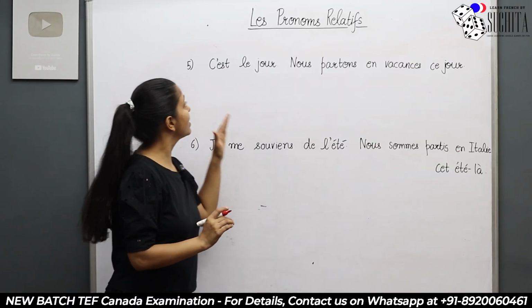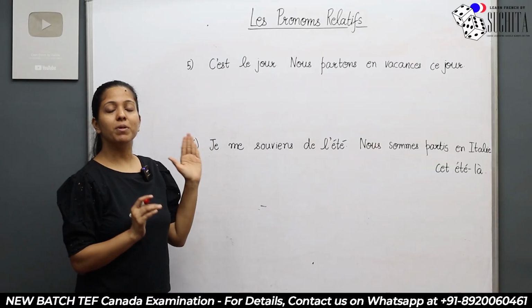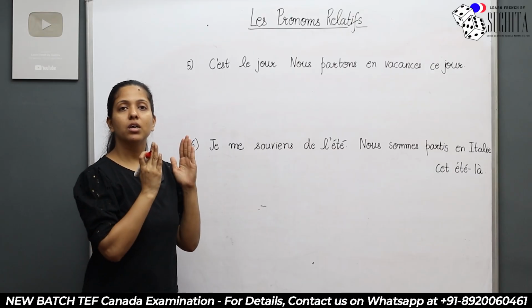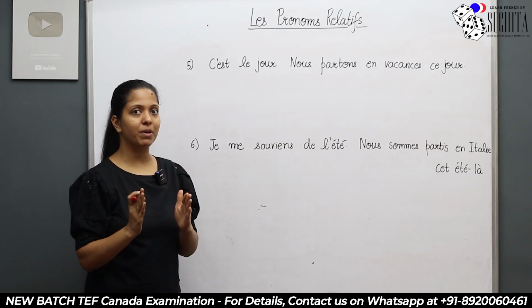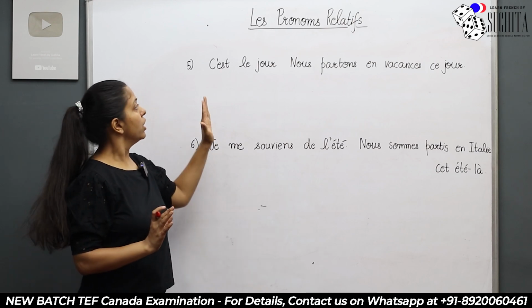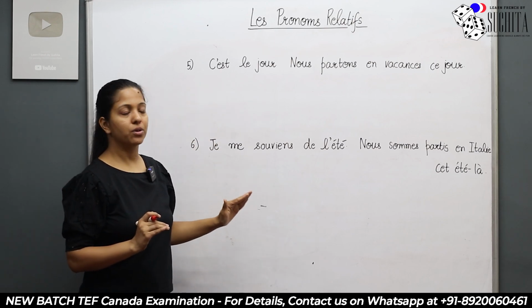Now let's look at the fifth example. I told you basically you use the pronom relatif où for two things. The first one being in order to replace preposition plus place, and the second one in order to replace the time period, right? Now these two examples are for time period.